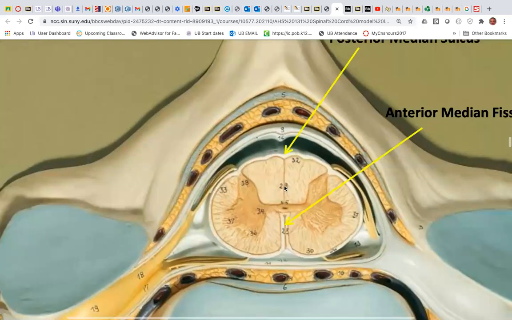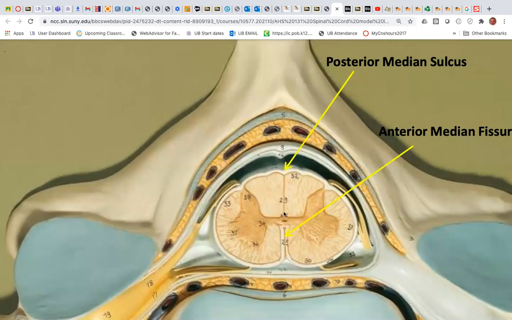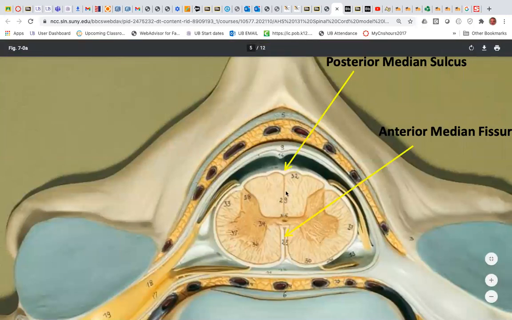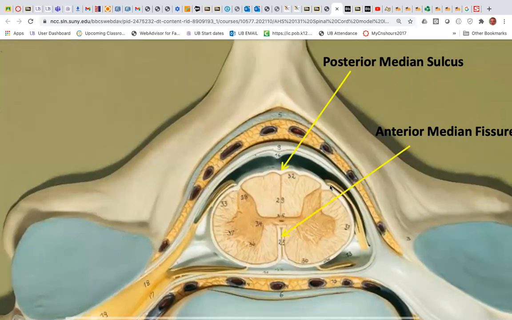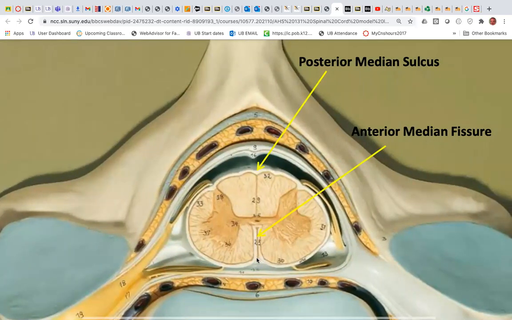That vertical line is the PMS, the posterior median sulcus. Now, if you're asked this on a test, don't put PMS, put posterior median sulcus, right? No abbreviations on a major exam. The groove that's here on the anterior side is the AMF, anterior median fissure. The anterior median fissure looks a little bit wider, right? This looks a little bit thicker as well. So that's the anterior median fissure.